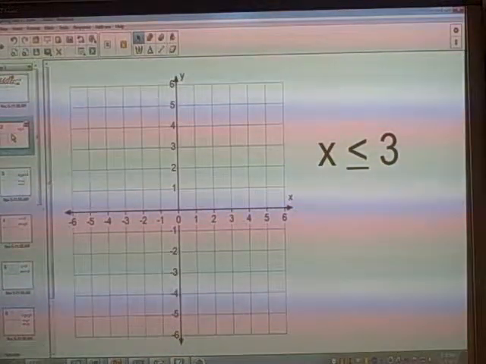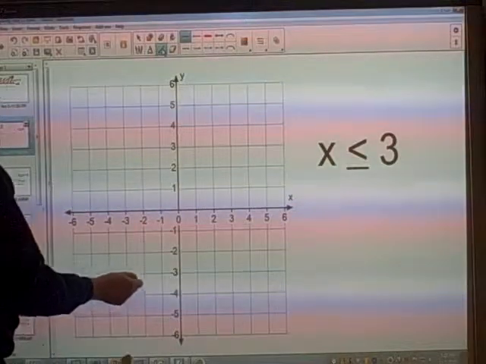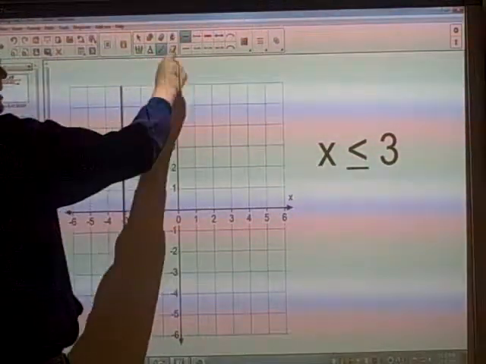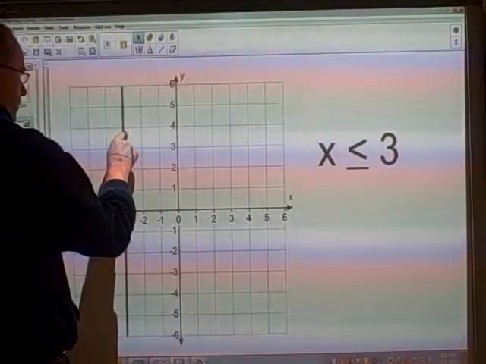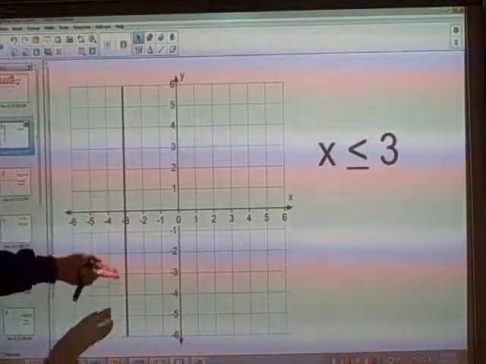x is less than or equal to -3. So x's are vertical lines. So, a vertical line going through -3. Slightly off on that. Let me just move that across a little bit. There we go, it's better. It says equal to, so this is definitely a solid line.